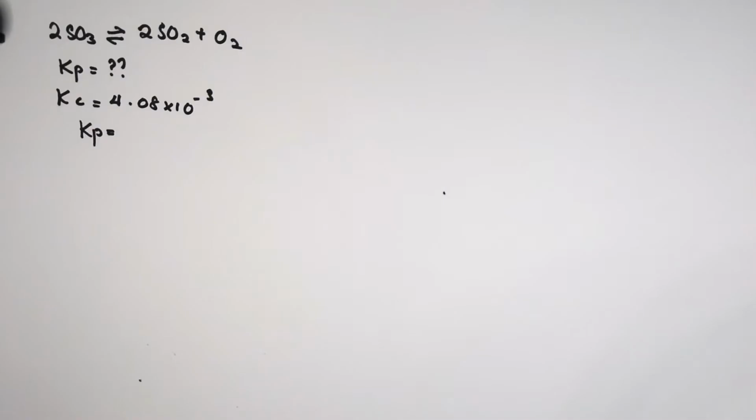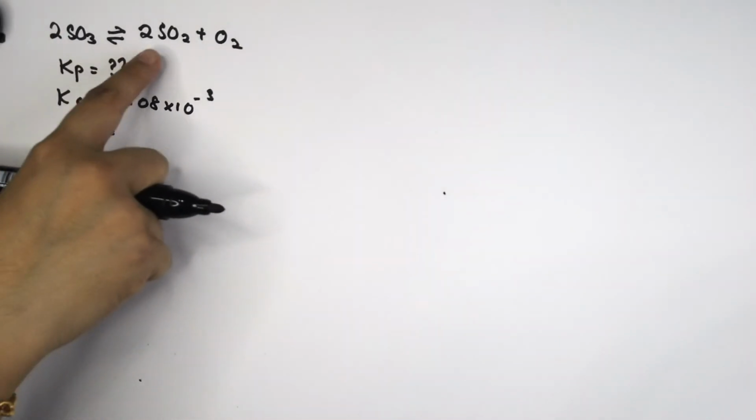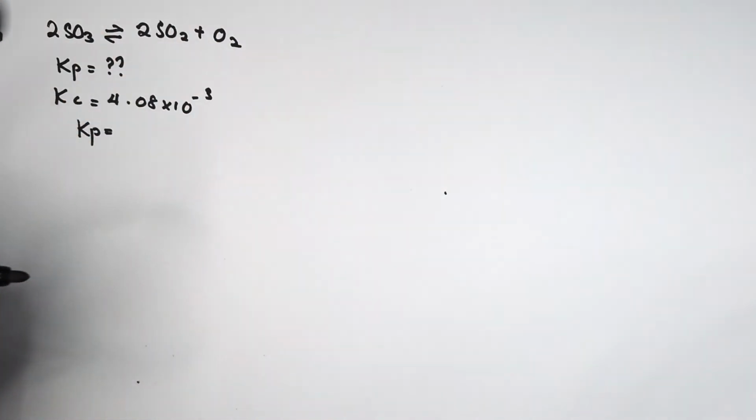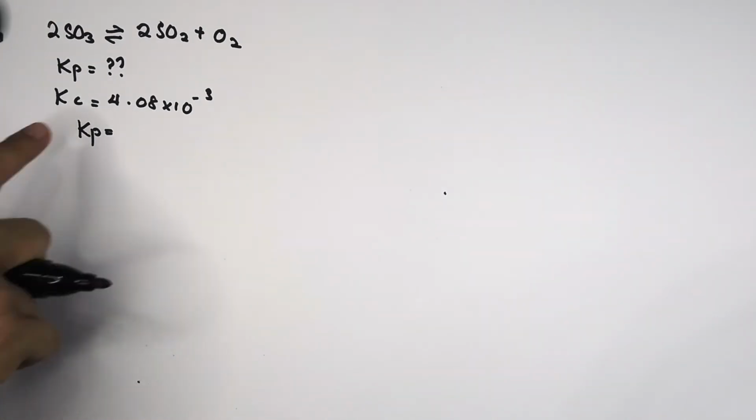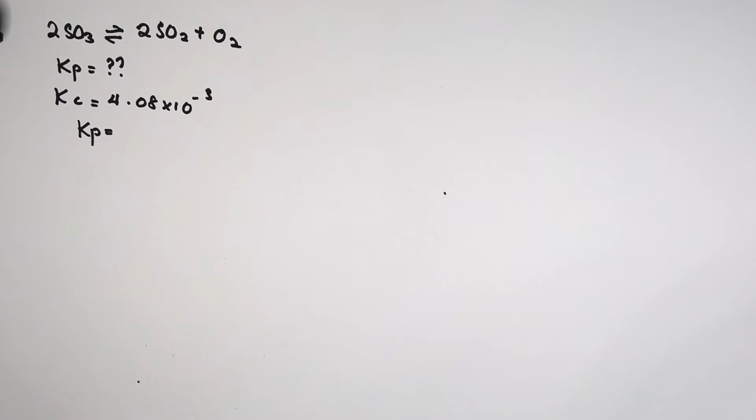Moving on to question number 2. At equilibrium and 727 degrees Celsius, the Kc of the reaction below is 4.08 times 10 to the power of negative 3. Determine the Kp for this reaction. From the question, you were given the chemical equation 2SO3 will produce 2SO2 plus oxygen, and you were asked to calculate the Kp, given Kc equivalent to 4.08 times 10 to the power of negative 3.